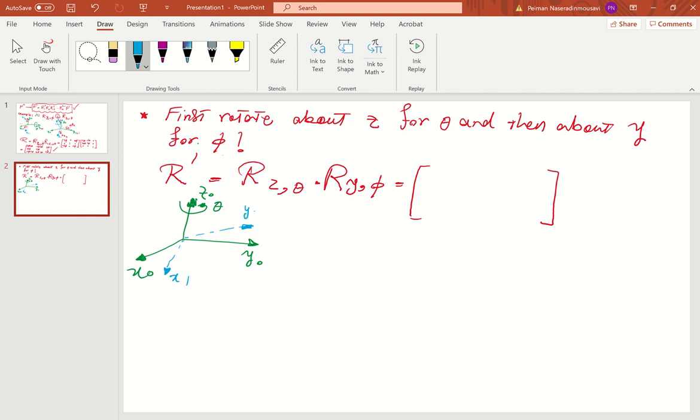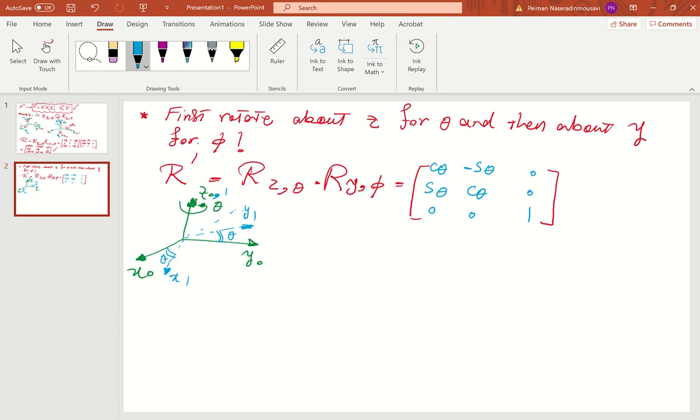X1 and the Y1. Here is theta, and here is also theta. So the rotation matrix is going to be: x1 with respect to x naught is cosine theta, x1 with respect to y naught is sine theta, x1 with respect to z naught is 0. y1 with respect to x naught is minus sine theta, y1 with respect to y naught is cosine theta and 0, and obviously 0, 0, 1. This is 1. That's right.